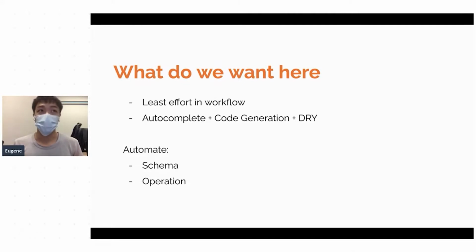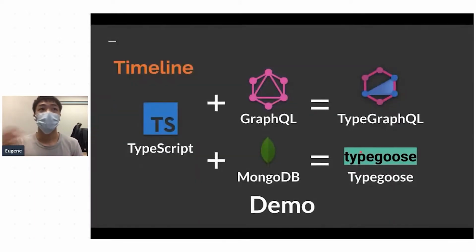So what we want is to automate our schema and operation. Our schema, for example, is the data structure, and the operation is the business logic. So how can we automate it? I want to start my talk with a timeline. I'll start with TypeScript, and then eventually we'll talk about GraphQL and MongoDB. These two are very technical, but they are very useful tools for developers to build their backend. Then Type-GraphQL and Typegoose elevate the features of TypeScript to make it even more developer friendly. And then I will give a demo on all of this.